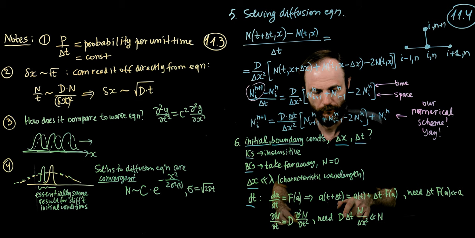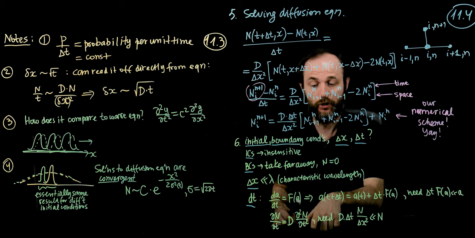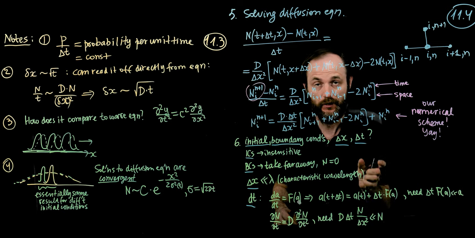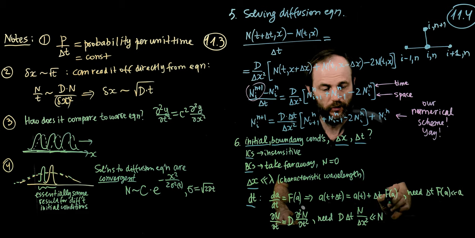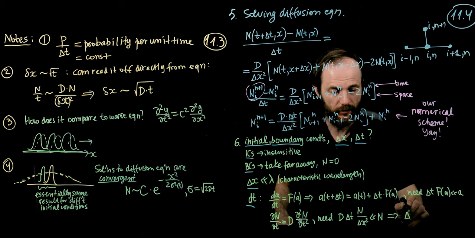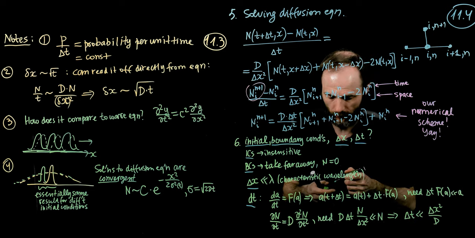So it's D times dt, we moved it over here to the right, times the approximation of this derivative divided by the size scale delta x. And that is supposed to be much less than the value itself, much less than n in this case. And so this gives us the condition on the time step that delta t is much smaller than delta x squared over D, the diffusion coefficient.